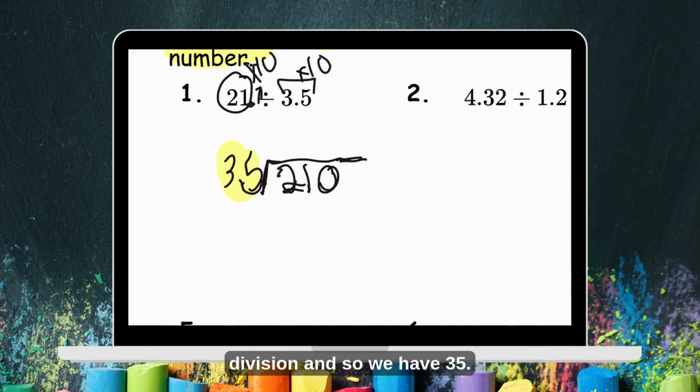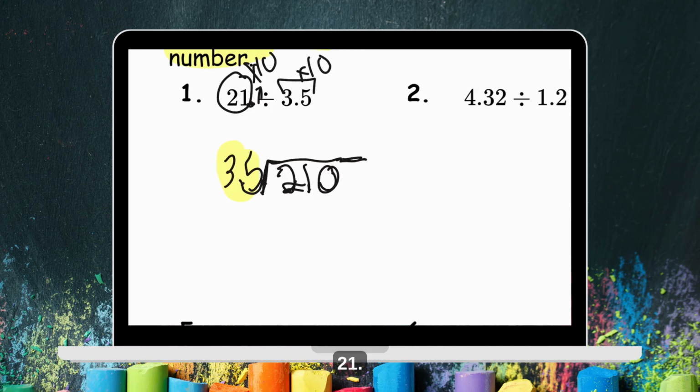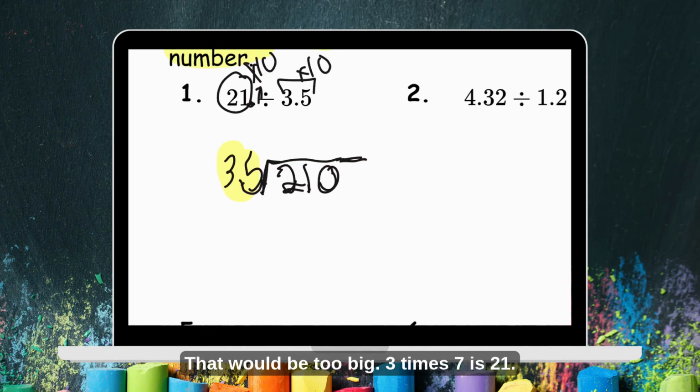Then we just go ahead and simply do our division. With dividing multi-digit numbers, I always like to round or think of numbers that make sense when we're starting off. So we can think, all right, 35 doesn't go into 21. If I'm thinking of 30 and 200, or 3 and 20, I know that 3 times 8 is 24. That would be too big. 3 times 7 is 21, and this is 35, so maybe I should try 7 to start. And so I could guess and check over here on the side.